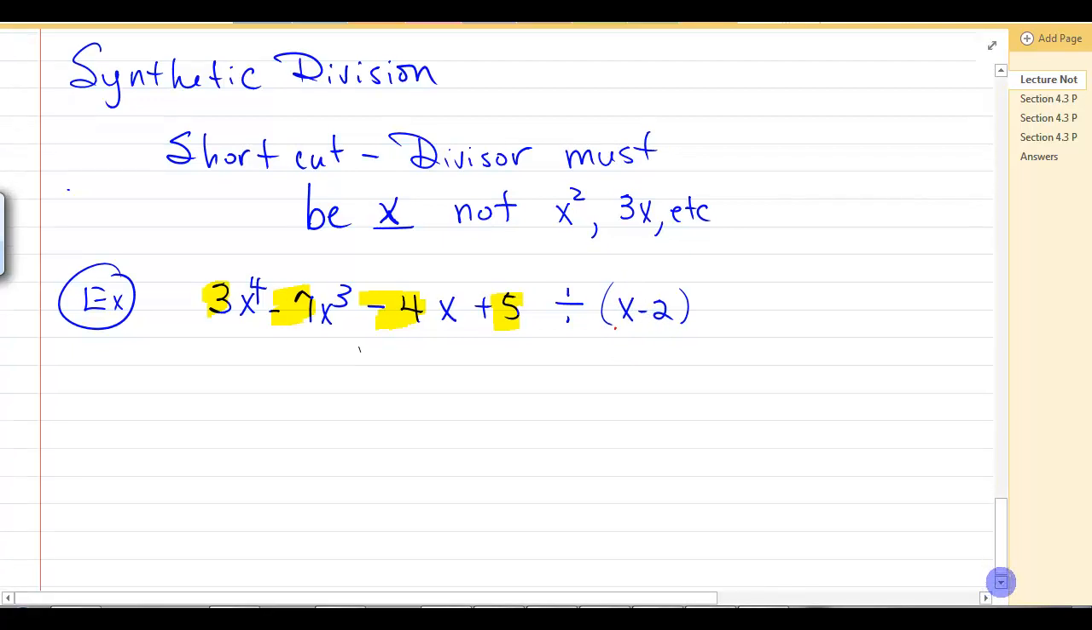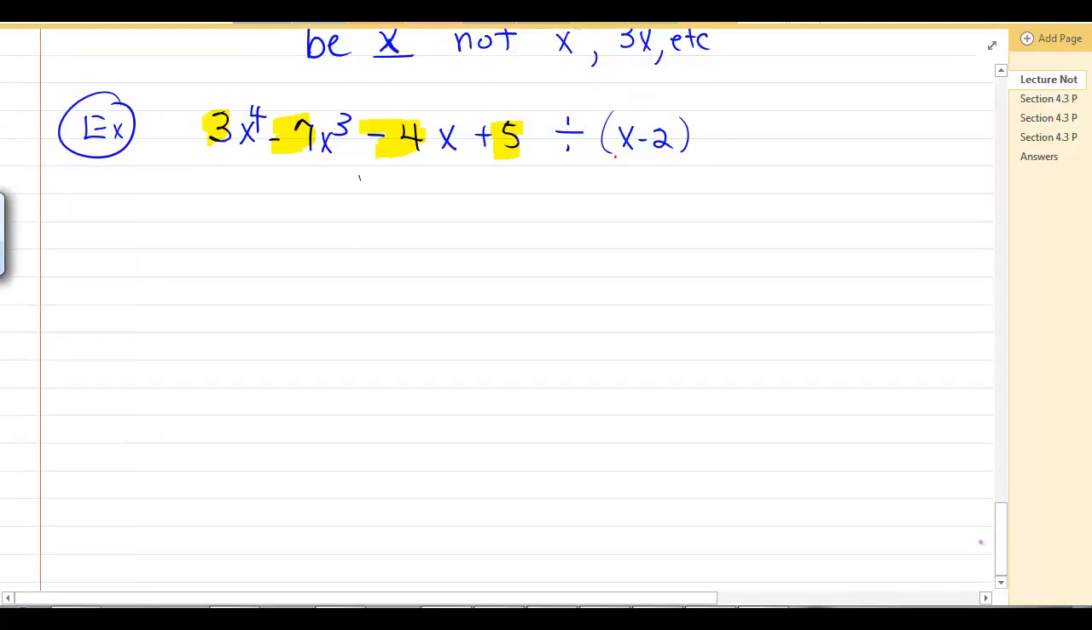You're going to take just the coefficients, that's the numbers. So we're going to take 3, negative 7. Now, do we have an x squared term here? We don't. We have to put a 0. Okay? And then minus 4 and a 5. You always have to put a placeholder if one of the terms in descending order is not there.